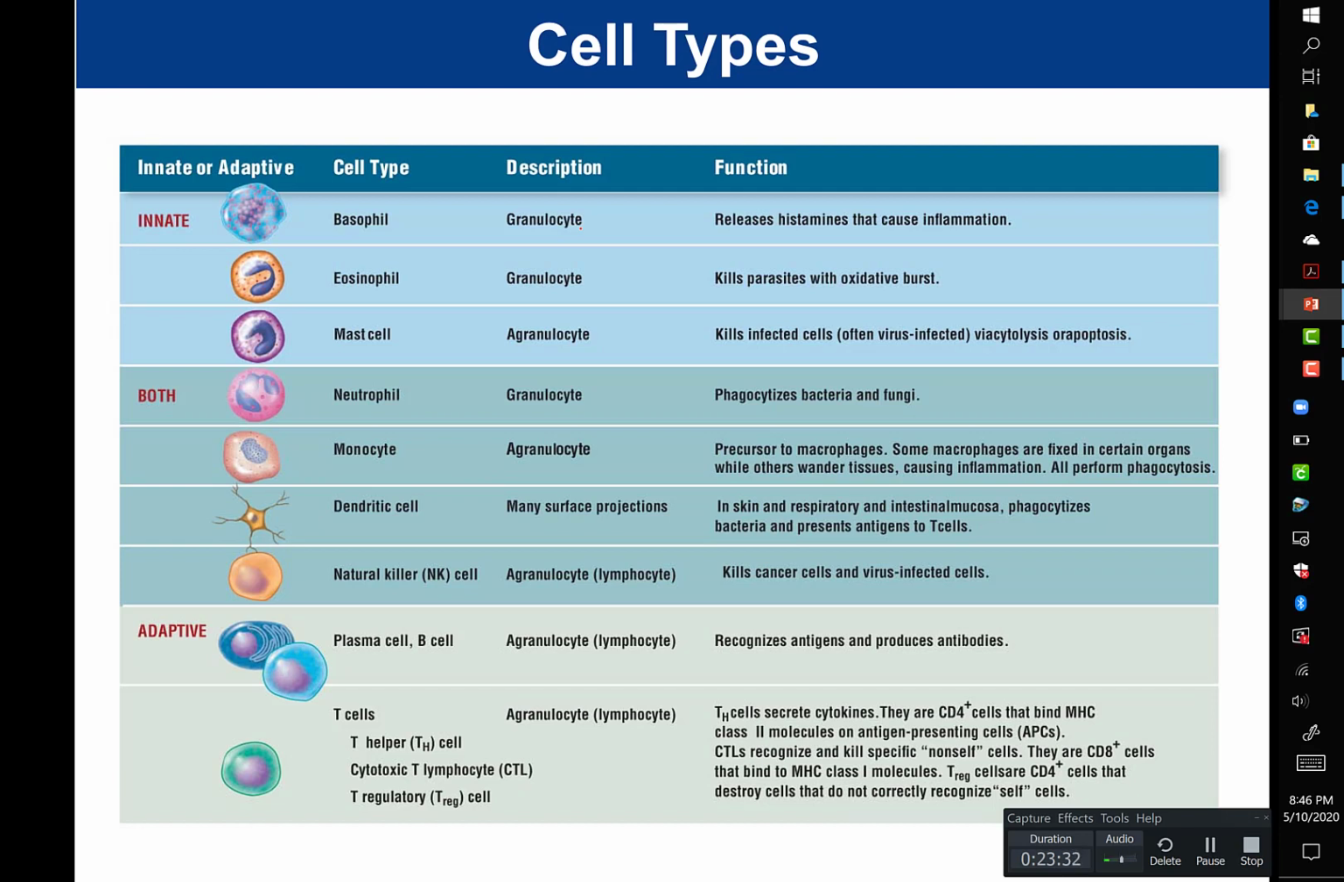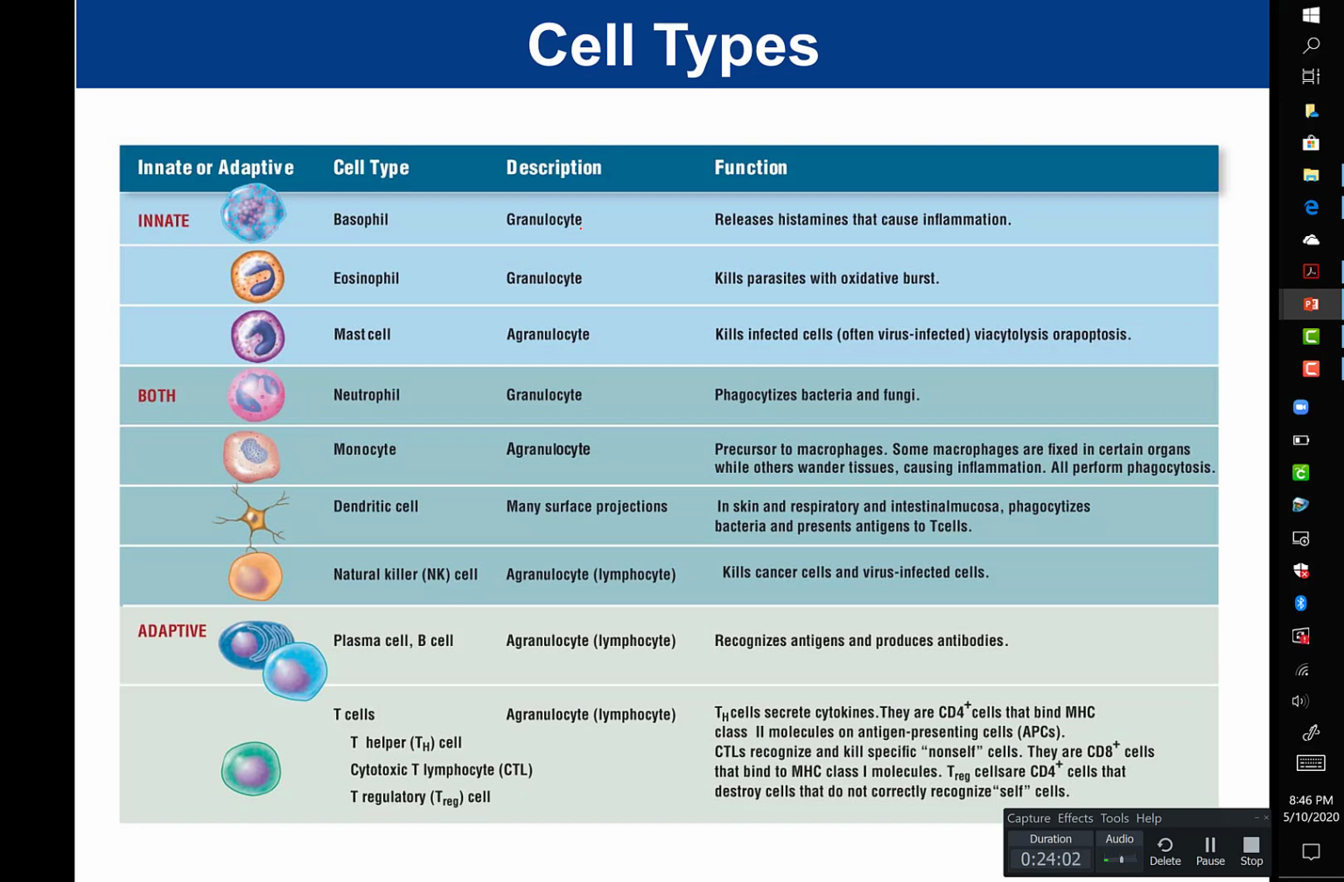meaning they will differentiate, they will become specialized to form those macrophages. Some macrophages are fixed in certain organs and tissues, and others are what we call wandering macrophages, and they wander tissues looking for things that are foreign, and then they cause inflammation. And these different types of macrophages, their function is to perform phagocytosis. So they're part of the surveillance that's looking for things that are foreign and then doing phagocytosis.